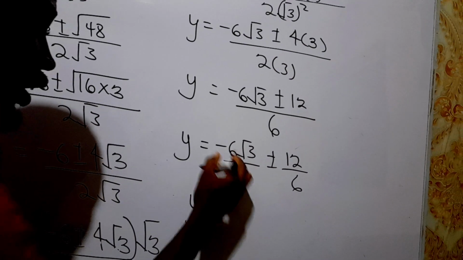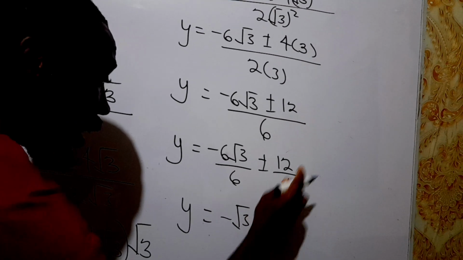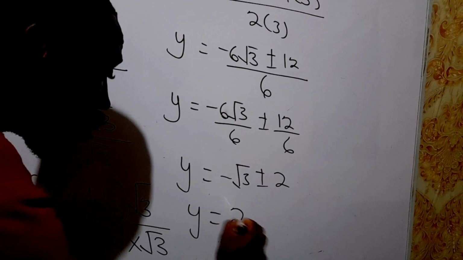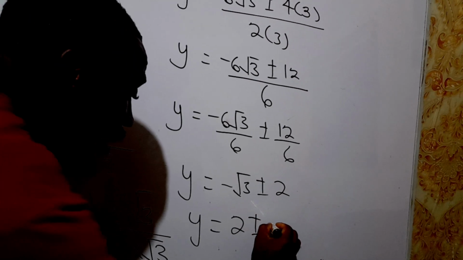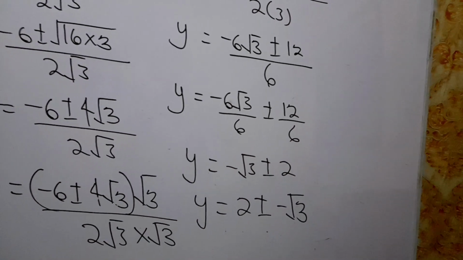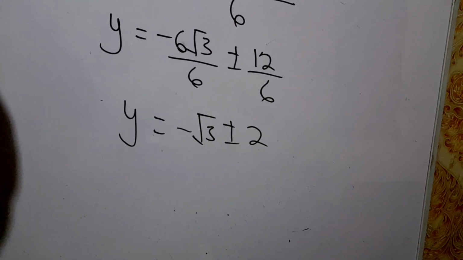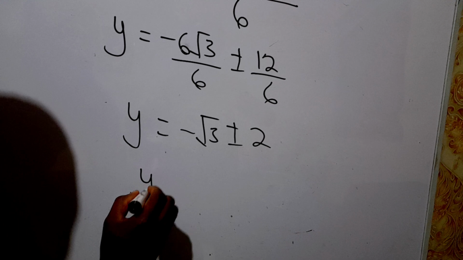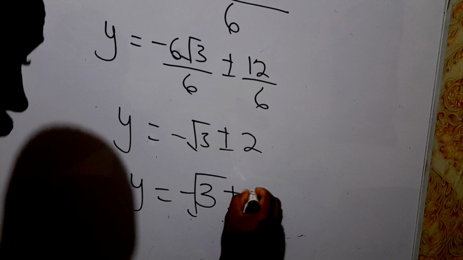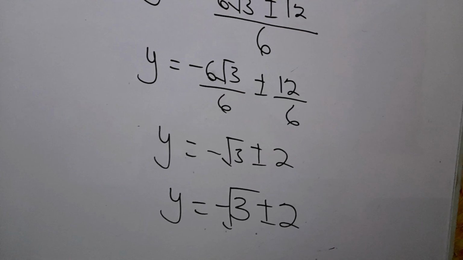Our y is equal to negative 6 divided by 6, that will be negative 1, so we have negative root 3 plus or minus 12 divided by 6, which will be 2. So we have our y to be negative root 3 plus or minus 2. Let's write this so that it will not confuse us, so that we take both the positive and the negative aspect for easy understanding.